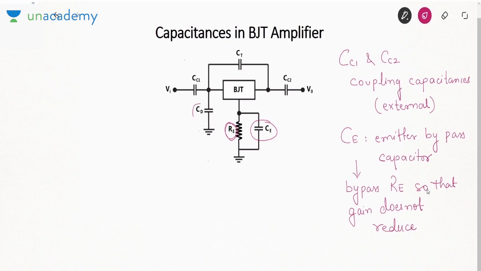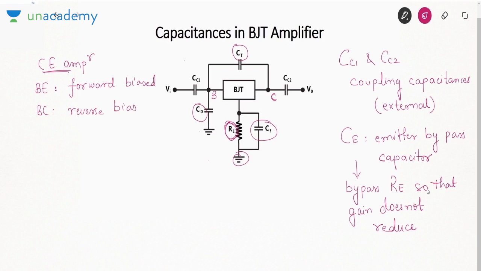Then the other two capacitances, CD and CT. What we know is, suppose we are talking about a common emitter amplifier. This actually is a common emitter amplifier because, see, this is the emitter terminal which is grounded. Input will be at base and output will be at collector. So in a common emitter amplifier, the base emitter junction will be forward biased, right? And the base collector junction will be reverse biased.